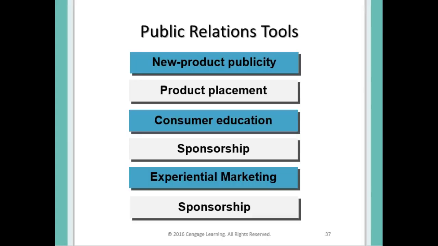Okay, different public relations tools. There are 6 of them listed here, but if you notice, sponsorship is listed twice. I don't know why they did that, so just be aware of the different public relations tools, what they are and what they do. Okay, just be aware of those.